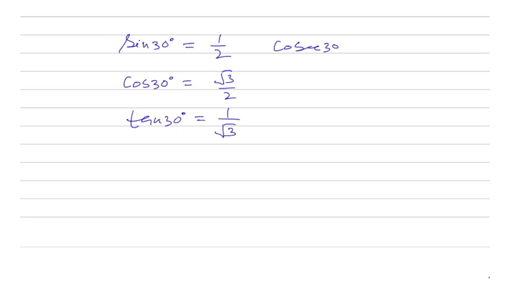So we have sin 30 degree is equal to 1 upon 2. Cos 30 degree is equal to root 3 by 2. Tan 30 degree is equal to 1 upon root 3. Cosec 30 degree is equal to reciprocal of sin 30, that is 2. Sec 30 degree is equal to the reciprocal of cos 30, that is 2 by root 3. And cot 30 degree is equal to reciprocal of tan 30, that is root 3.